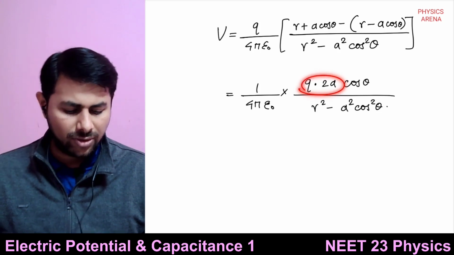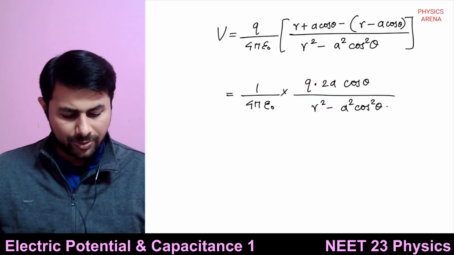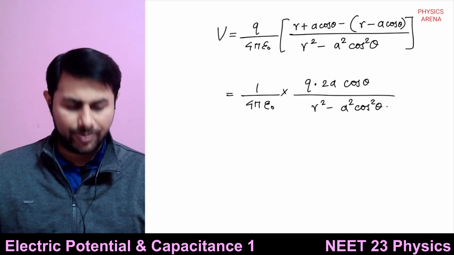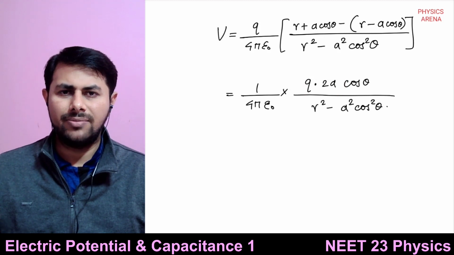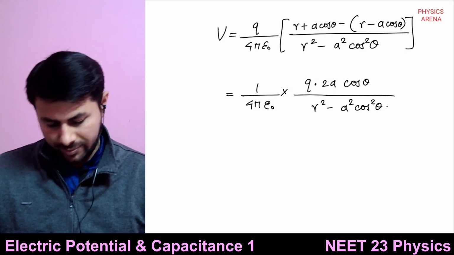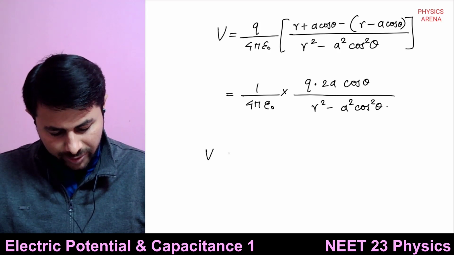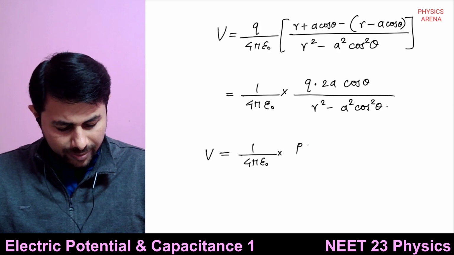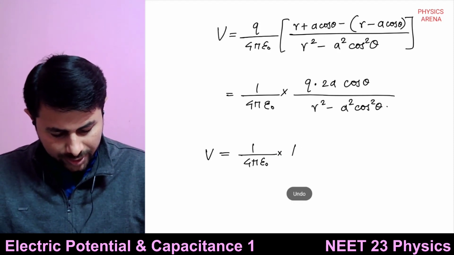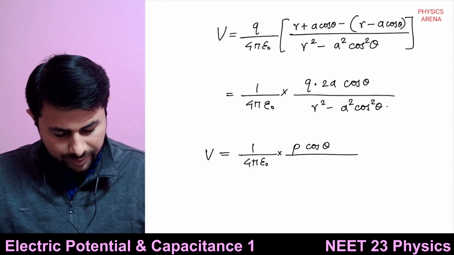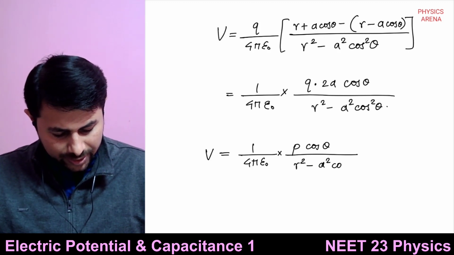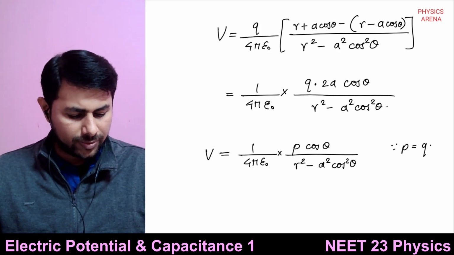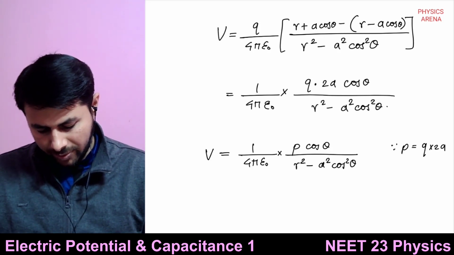So once again, in all formulae related to an electric dipole, this quantity will definitely be there. It is the electric dipole moment. Q times 2a is the magnitude of the electric dipole moment, so it is P. So V equals 1 upon 4 pi epsilon naught multiplied by P cos theta divided by r square minus a square cos square theta, since P equals Q multiplied by 2a. So this is our formula.